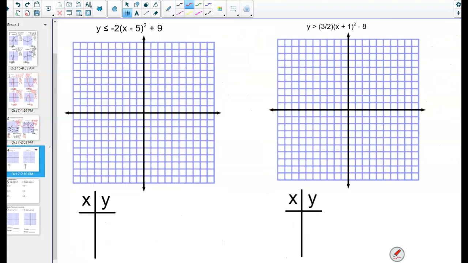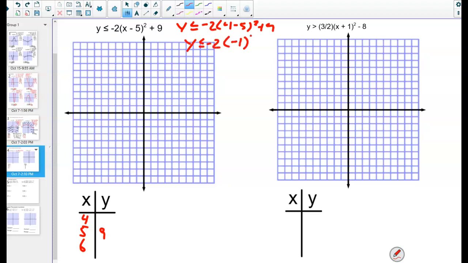So with parabolas, same deal. My vertex is 5, 9. Since the number in front of the parenthesis is a positive or a negative whole number, as long as it's whole, we're counting by 1. So I'm going to go down 1, 4, up 1, 6. I'll plug 4 in. Negative 2, 4 minus 5 squared plus 9.